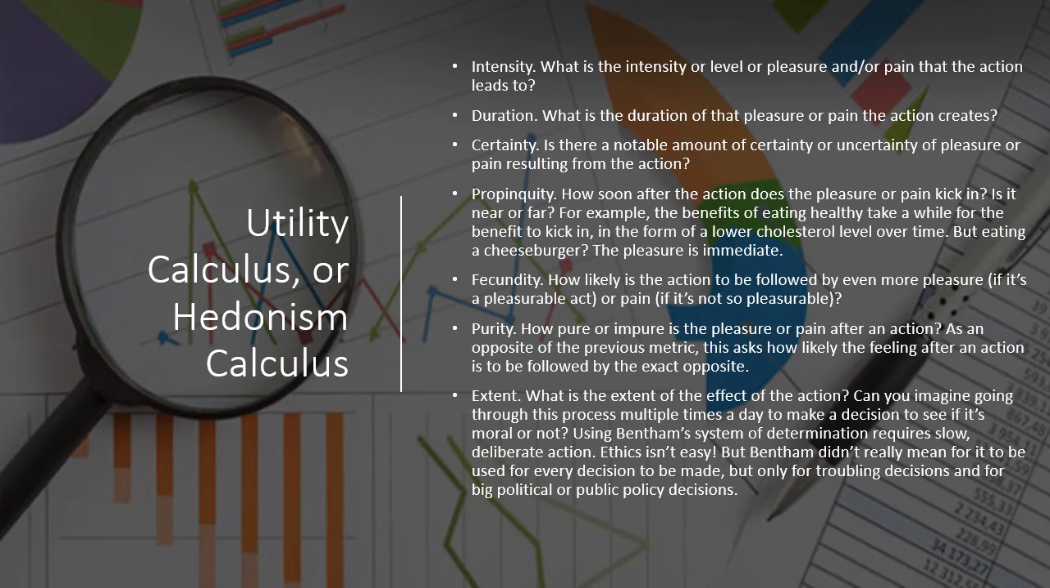So can you imagine going through this process multiple times a day to make a decision to see if it's moral or not? Using Bentham's system of determination requires slow, deliberate action.